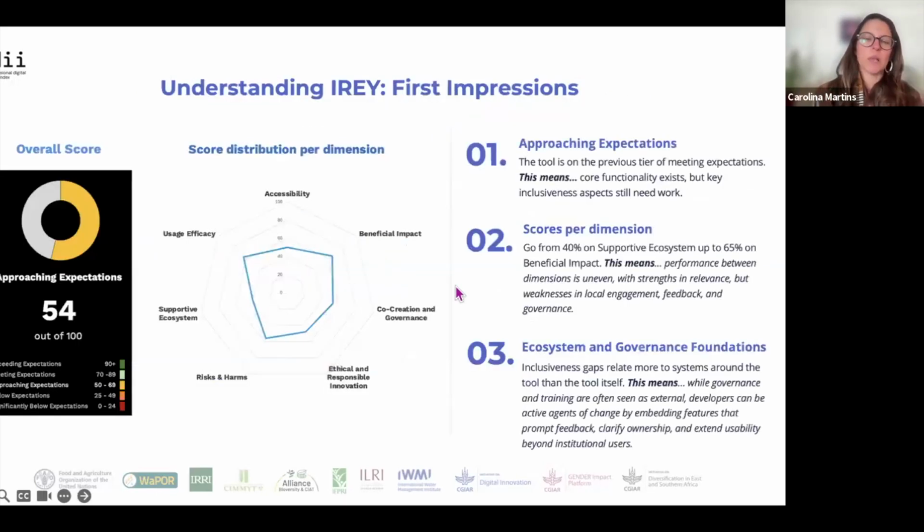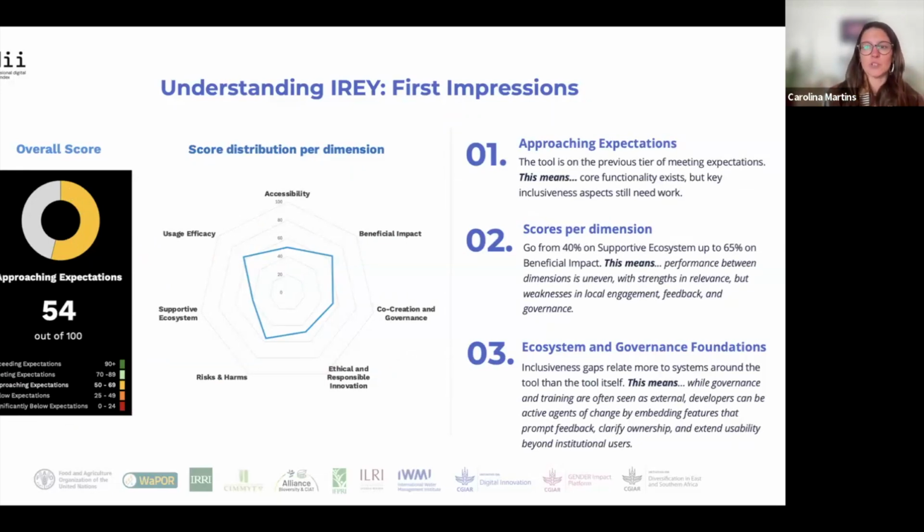So once we apply the MDII, this is the first thing that we can take a look at. We can have an overall score, which is the combination of all the dimensions, right? So we understand that eRay is approaching expectations. In the middle, then we can go a little bit more granular and understand, okay, so if it is 54 points or 54% out of 100, where are the things in which the tool is performing better and where the tool is having a lower performance?